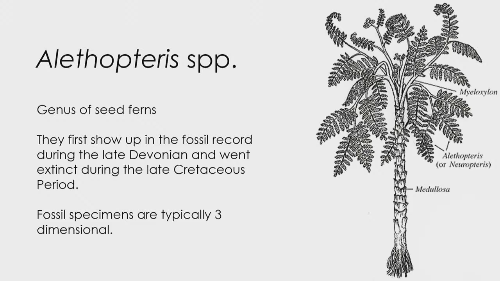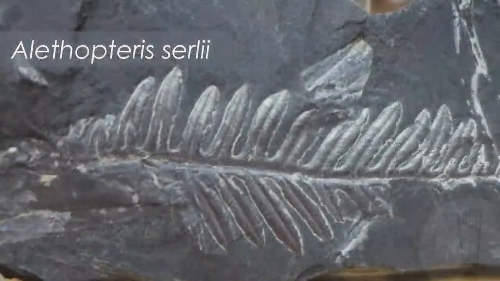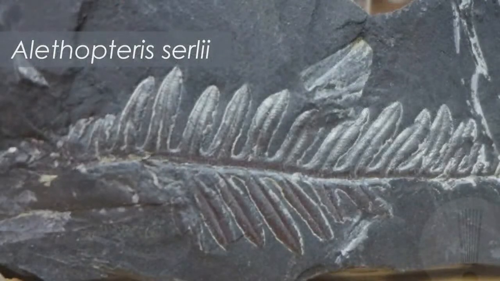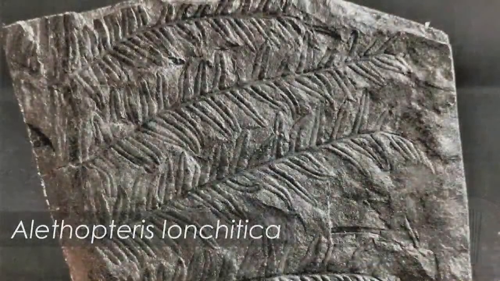They first show up in the fossil record during the late Devonian and went extinct in the late Cretaceous period. Fossil specimens are typically three-dimensional, which is pretty cool. So here is an example. This is from Pennsylvania, the United States. I don't know if I brought that one, but it's interesting that in a lot of those fossils you get that white color on a lot of ferns.